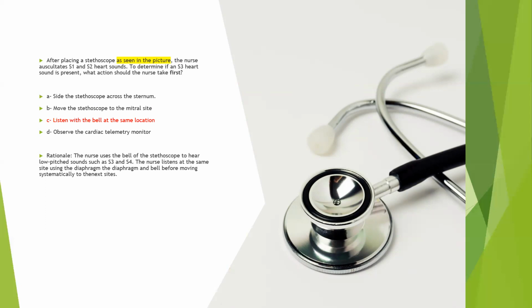Right? The best thing to remember, the nurse uses the bell of the stethoscope to hear low-pitched sounds, such as S3 and S4. So when you're listening at the same site, you want to use the diaphragm and bell before moving systematically to the next sites. And always remember your aortic, pulmonic, tricuspid, Erb's point, and of course your mitral, which is the fifth intercostal space midclavicular line, which is your point of maximum impulse. So always make sure you're really familiar with how to use your assessment and of course your equipment.